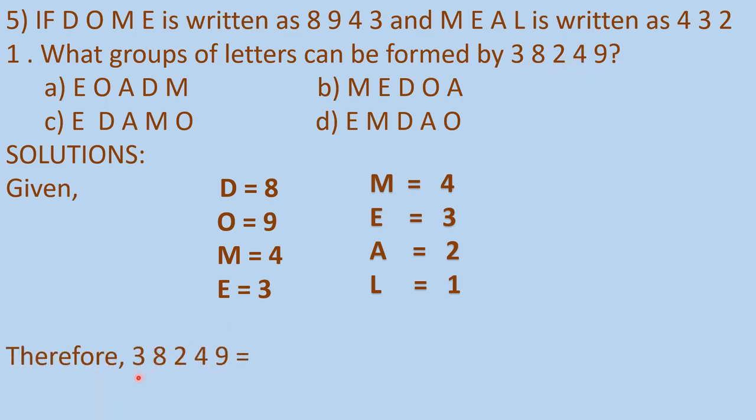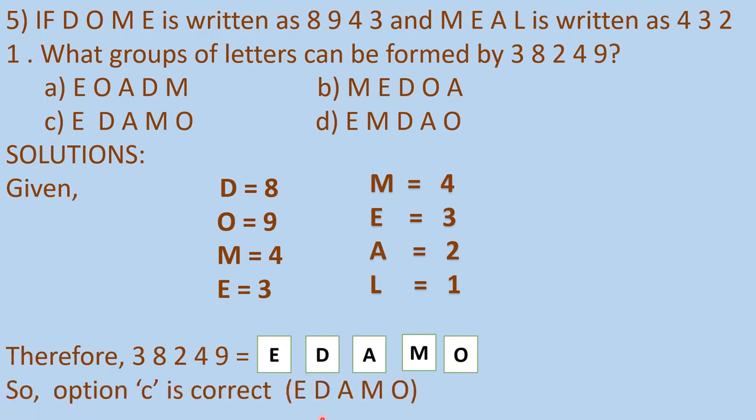So first of all 3 is there. 3 is coded as E, 8 is coded as D, 2 is A, 4 is M, 9 is O. So our answer is EDAMO, and EDAMO is in our option number C. So option C is correct: EDAMO. Understood? Thank you.